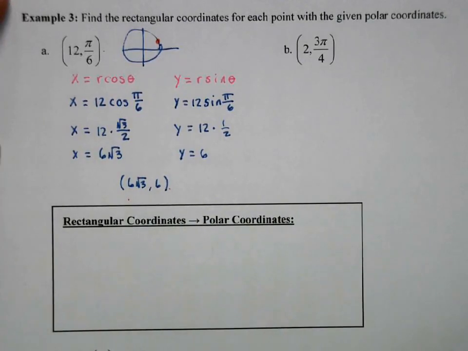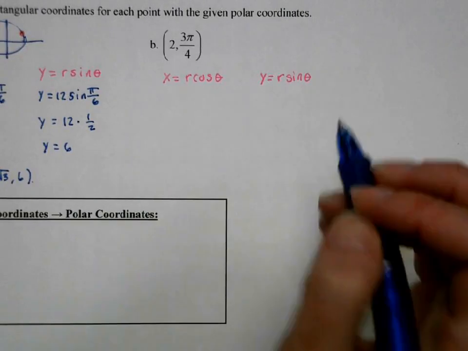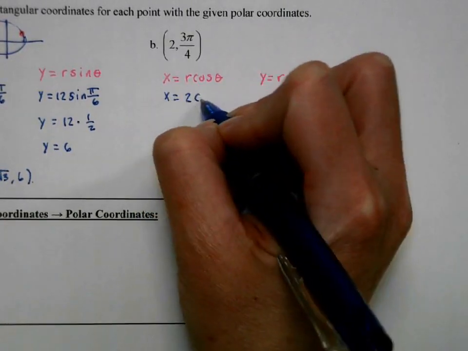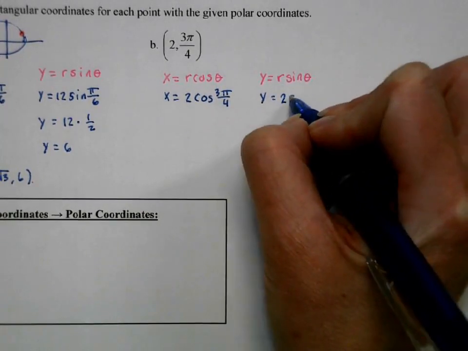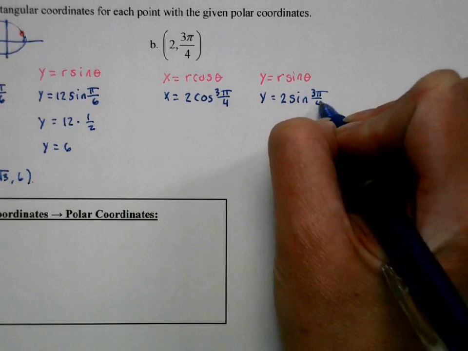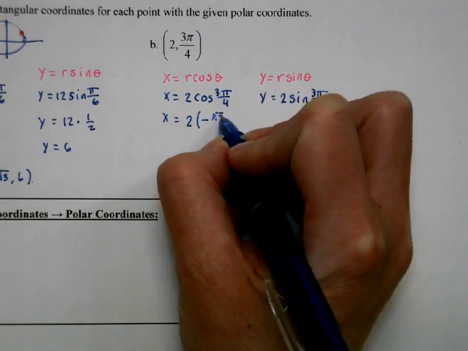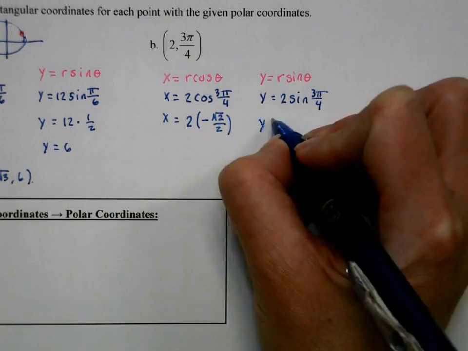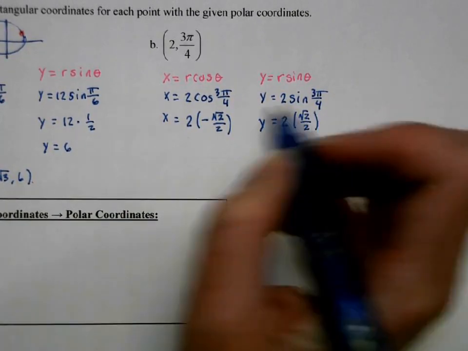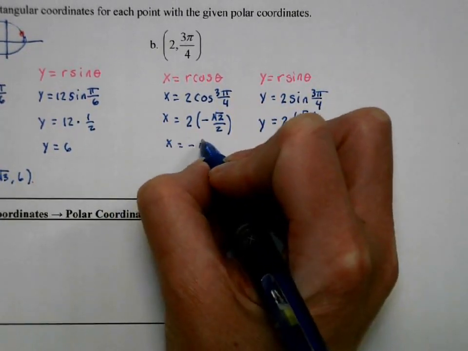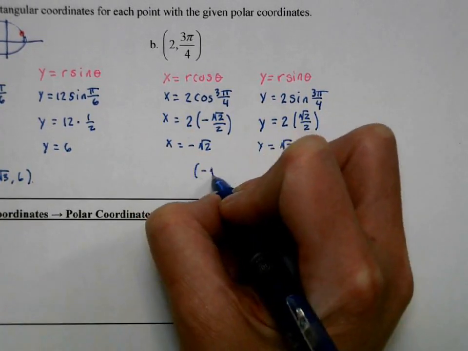Okay, next, I've already got our formulas here, but we just dump them in. So 2 cosine 3 pi over 4, 2 sine 3 pi over 4. Cosine of 3 pi over 4 is negative root 2 over 2. The y value there is a positive root 2 over 2. So these simplify to a negative root 2 here, a positive root 2 here. And we get the coordinates negative root 2, root 2.